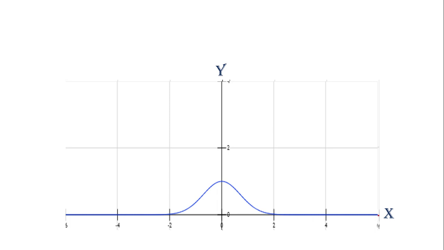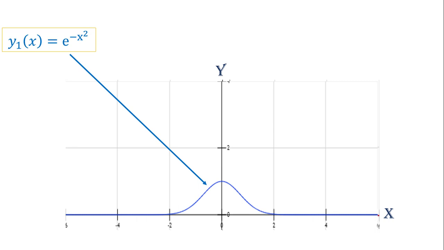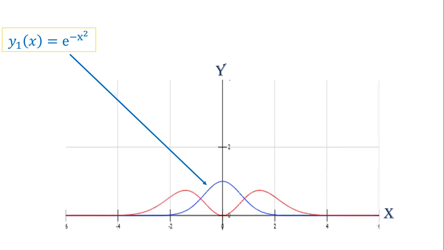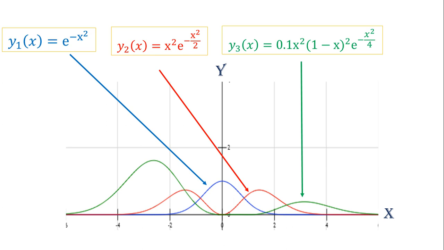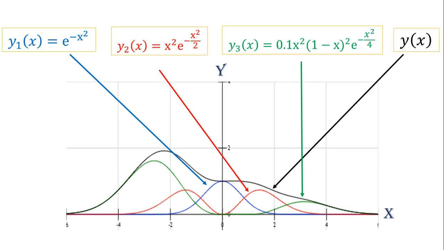Here, this is a plot of y1(x) = exp(-x²). Then, in red, you have the plot of y2(x) = x² exp(-x²/2). And then here in green, you see the plot of y3(x) = 0.1 x² (1 - x)² e^(-x²/4). Finally, in black, we have plotted y(x) = y1(x) + y2(x) + y3(x).